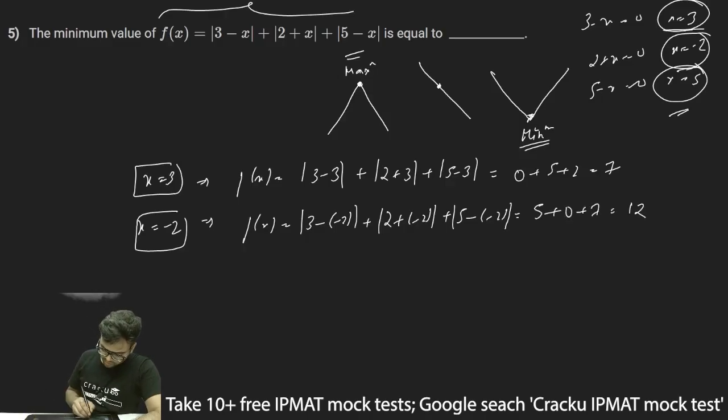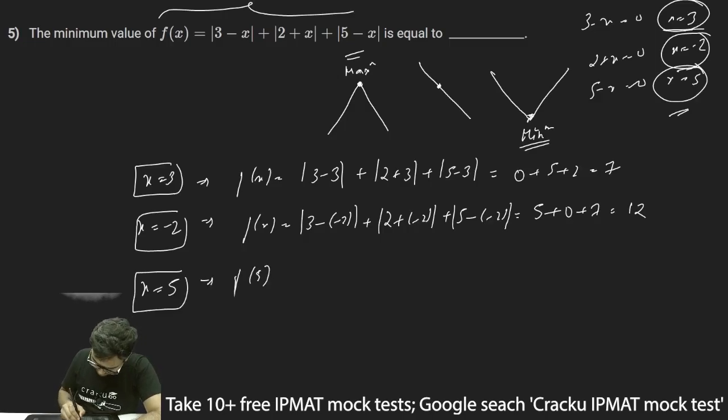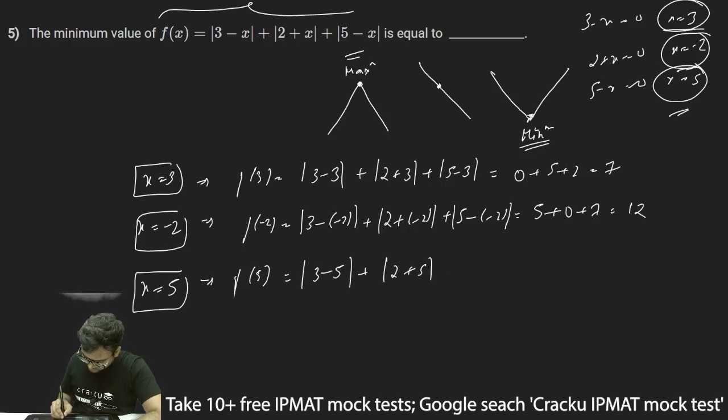Then we have x is equal to 5. The value of f(5) will be, this is f(3) and this is f(minus 2). f(5) is mod of 3 minus 5 plus mod of 2 plus 5 plus mod of 5 minus 5. So 3 minus 5 is minus 2, mod is 2, and 2 plus 5 mod is 7, and 5 minus 5 is 0. So 2 plus 7 plus 0, which is 9.